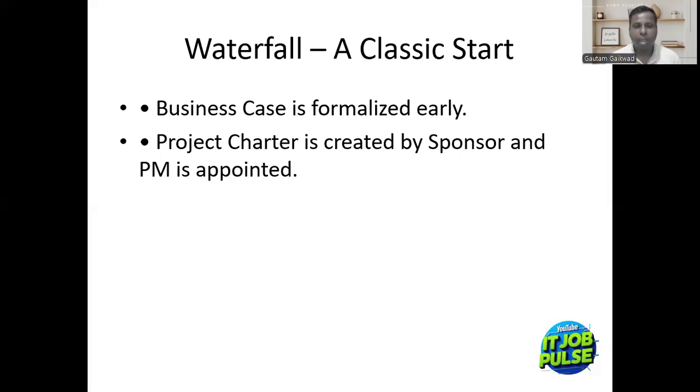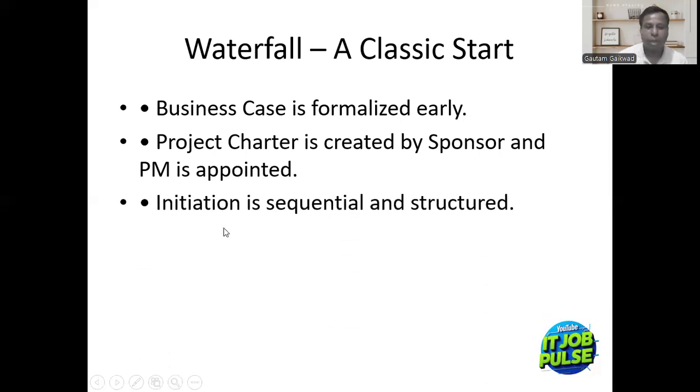From the PMI exam point of view, you need to remember what PMI is saying, all the rules, because you need to clear the exam. When you get into the interview, you need to talk about the exact role you have performed. And if you are doing a career transition, then you need to give scenario based answers in the interview. So now the project charter is created by a sponsor, ideal situation, and PM is appointed.